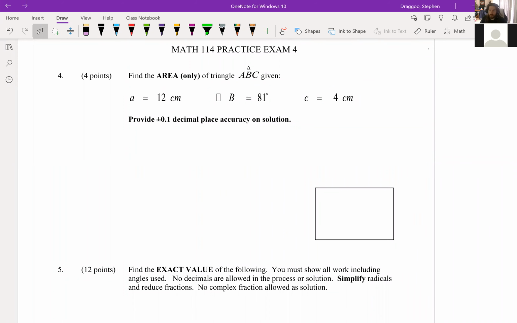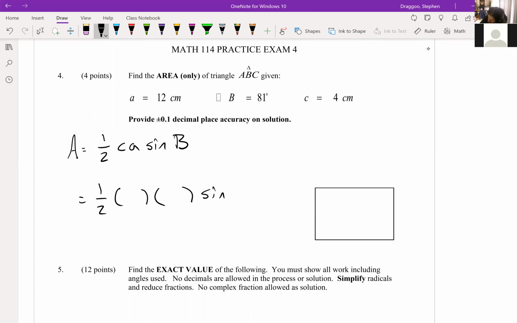Okay, problem 4. Calculate the area of the triangle given. Well, we know side A, angle B, and side C, which looks like we probably just want to use one of the formulas from worksheet 13. Specifically the one that's 1/2 CA sine of B. So 1/2 of a number times the sine of an angle.